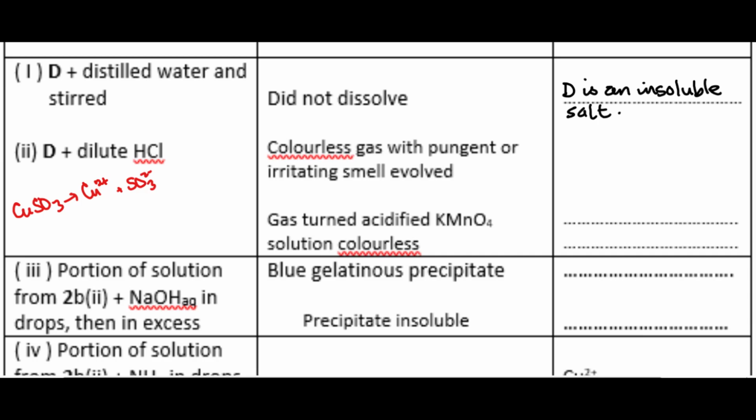Since D did not dissolve in water, it means that D is an insoluble salt. The next test now, D plus dilute HCl. Remember, these trioxosulphate(IV) salts always tend to behave like the trioxocarbonate(IV) salts, right?